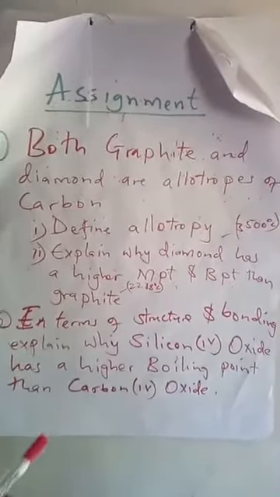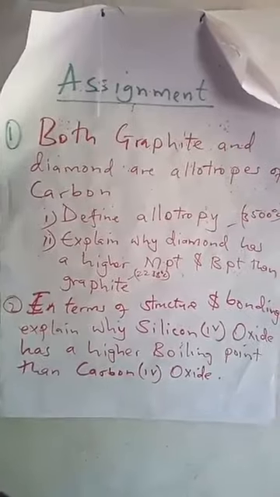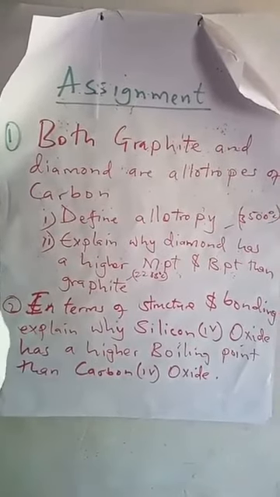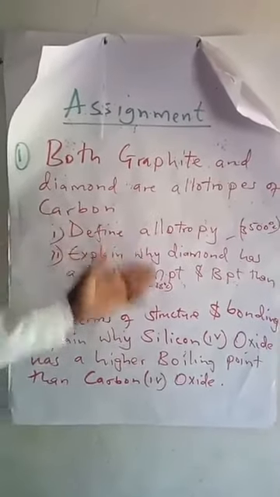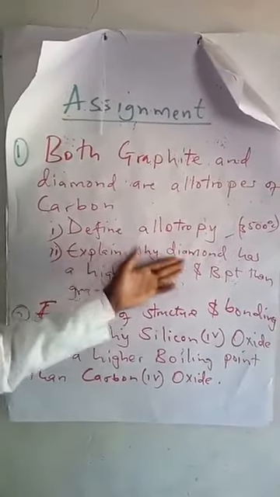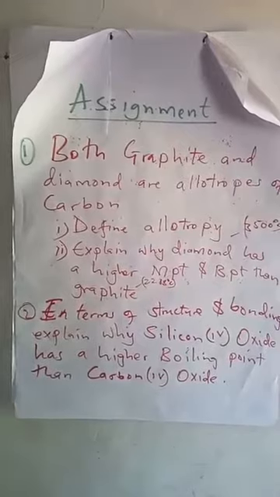Okay, so that is your assignment to wind up our lesson on structure and bonding. Define allotropy, and then explain why diamond has higher boiling point than graphite.